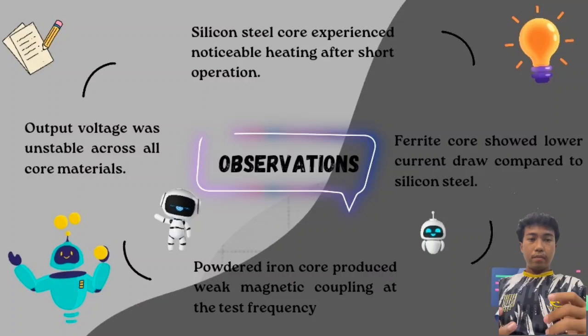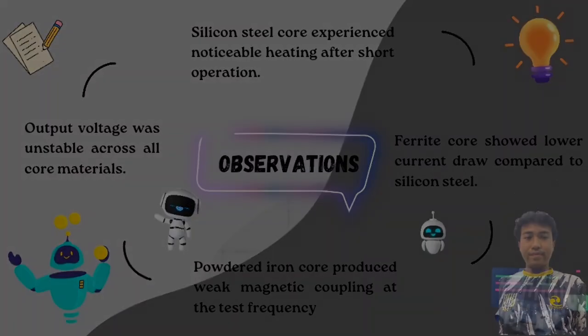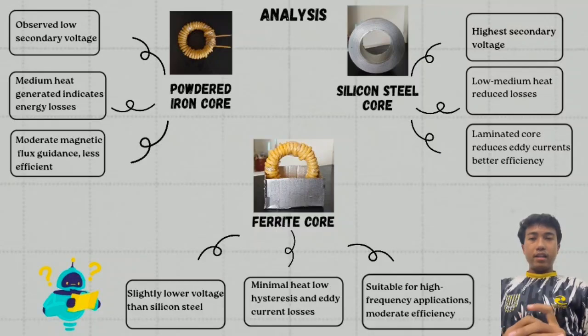Powder iron core provides moderate efficiency as it reduces eddy current loss but still experiences high loss compared to ferrite. So now is the analysis slide. From the data, this analysis compared three types of magnetic core material used in transformers: powder iron core, silicon steel core, and ferrite core. Each material affects voltage output, heat generation, and efficiency differently.